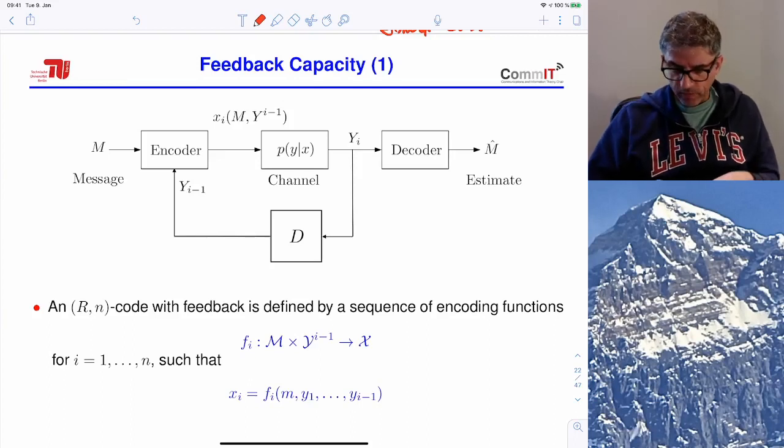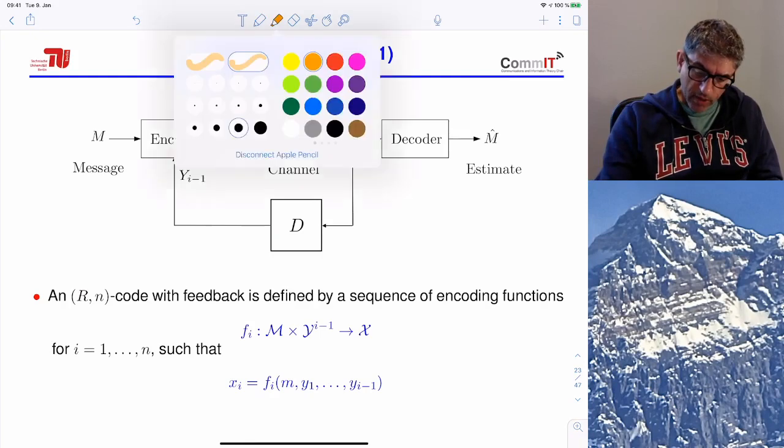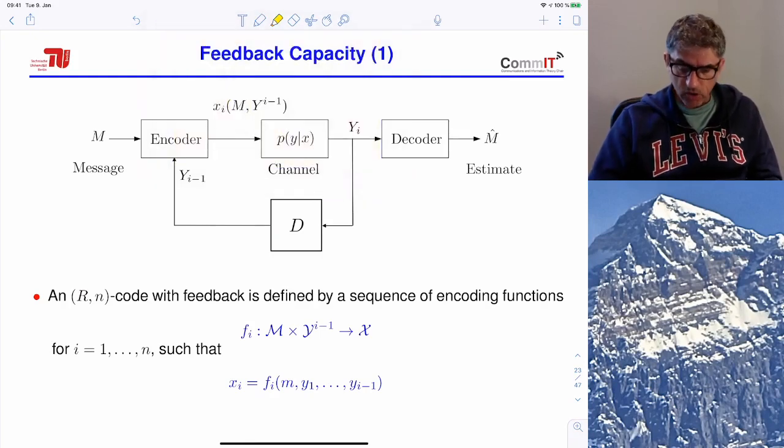Okay, so we finish chapter 4 with some more results. Now that we have proved the capacity of the DMC, discrete memoryless channels, we can consider a few more cases. In particular, a model that also has some relevance is the so-called channel with feedback. So what is a channel with feedback?